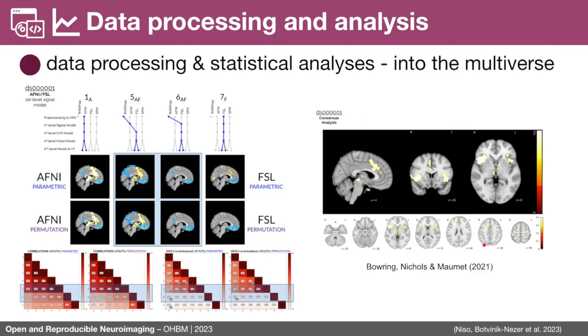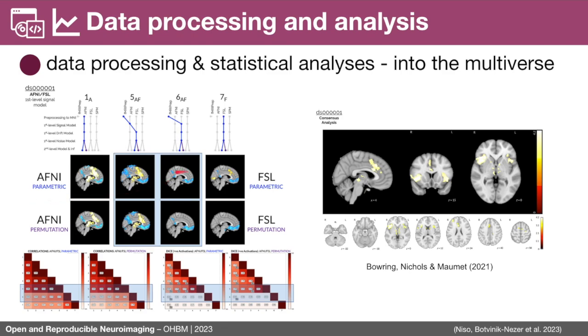Another interesting study going along the same road is from 2021, Boring et al., where basically the same idea was investigated. You use the same data set and you have a few choices regarding pre-processing and analysis. So for example, different software packages, different types of statistical models. And based on that, you investigate how similar and/or different the resulting brain maps are.